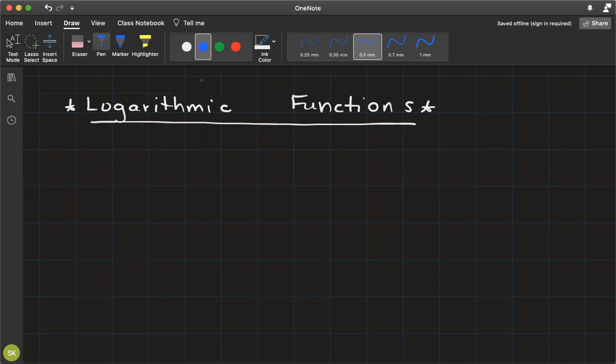Today's topic is logarithmic functions. So what is a logarithm? Well, let's review inverse functions really quick.